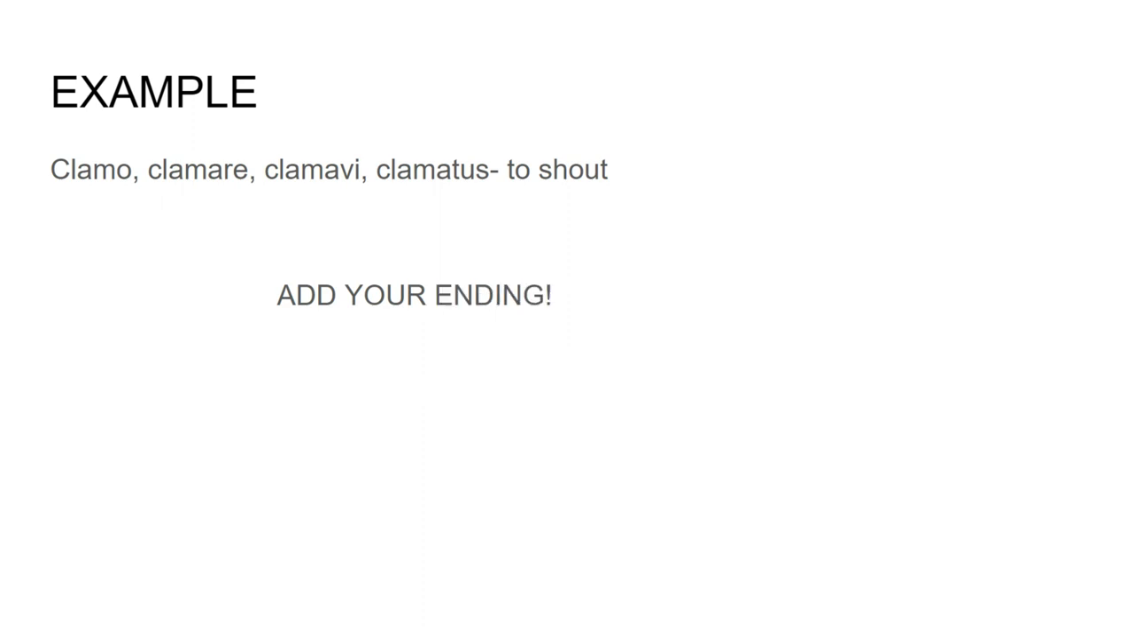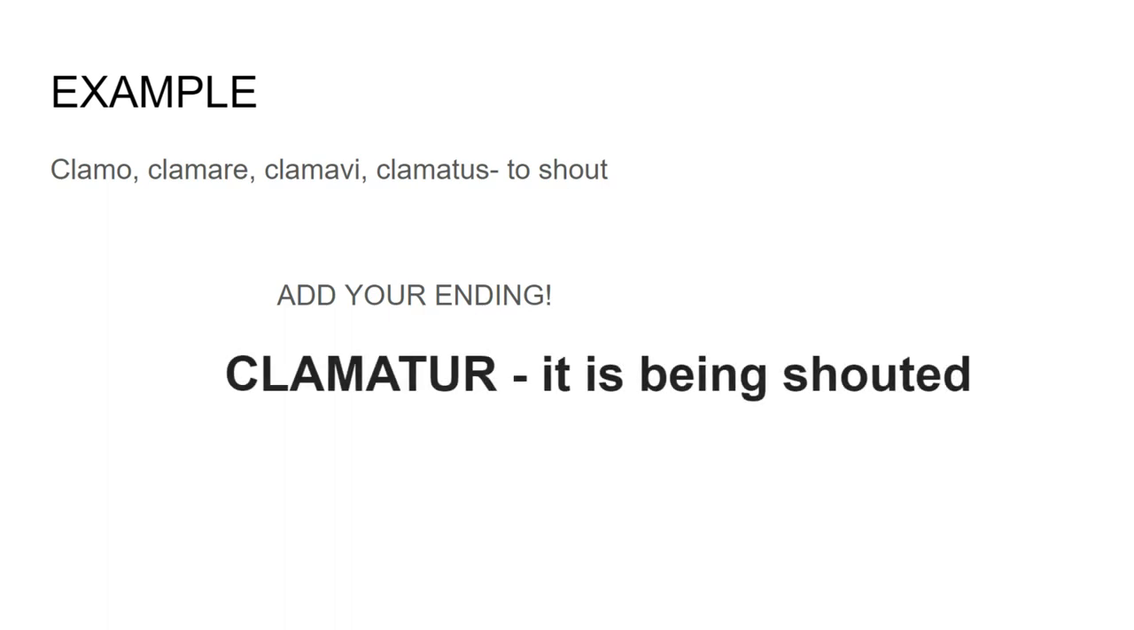And then finally, we want to add our ending. We want to go to that ending set. R, ris, tur, mur, mini, ntur, right? And I'm going to just pick the third person singular, and I'm going to form it clamatur. We see all three parts there, stem plus vowel plus ending. The translation for this would be, it is being shouted.